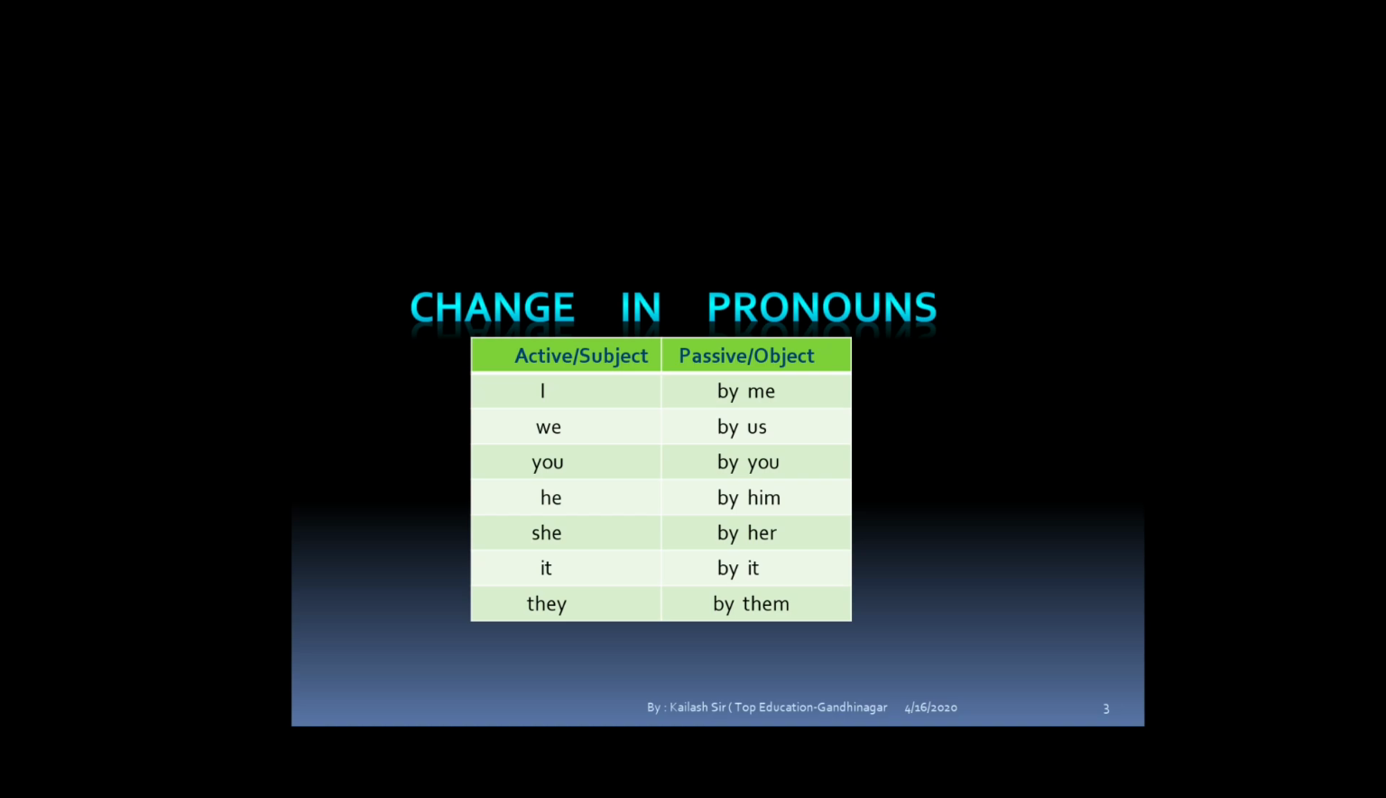For an example, I have broken the window. If I say like this, it will be the window has been broken by me. I turns into me. Likewise, other examples are given forward. Please note it down in your notebook. These two, all the slides you have to write in your notebook.